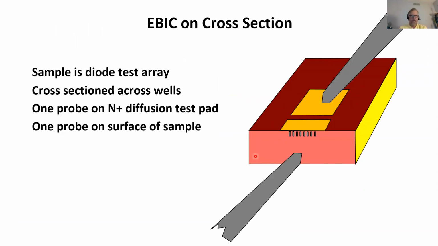Here's a topic that's becoming of greater interest in advanced technology nodes: EBIC in cross-section. This sample is a chip that's been built with a test structure that's a diode test array. The chip has been cross-sectioned perpendicular to the wells. We have one probe dropped on an N+ diffusion test pad and one probe on the surface of the sample.